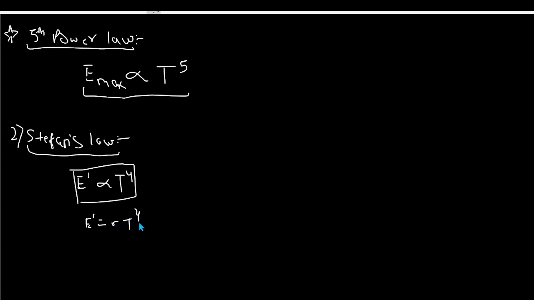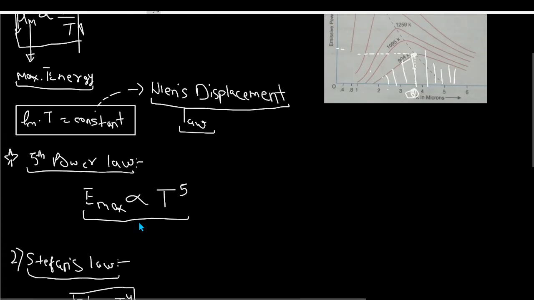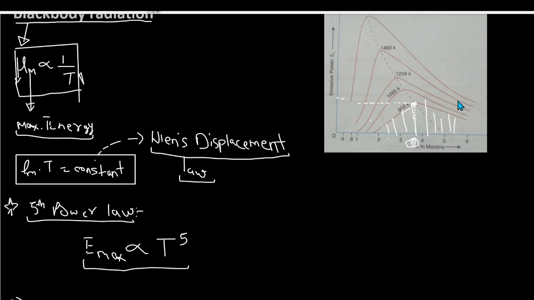This is a very important law, and it's different from the fifth power law. The main difference between these laws is that here E max is the intensity for the wavelength for which the energy emitted is maximum, which is this.